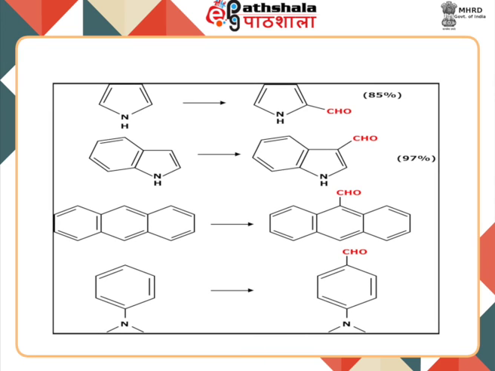So, shown here are the various examples, that is, if you start with this pyrrolidine and introduce the CHO, you have almost 85%. Then the next molecule also you can see here, there is a 97% yield. In case of anthracene, again the product is being shown, and when you have this N,N-dimethyl type of substituent, then also you can see the formylation has been done.